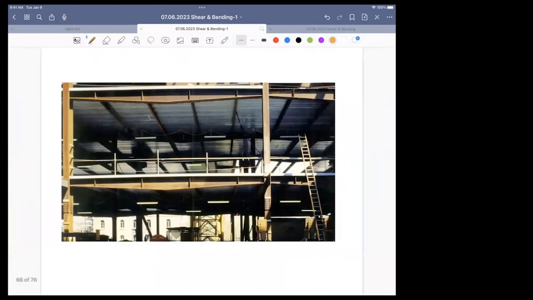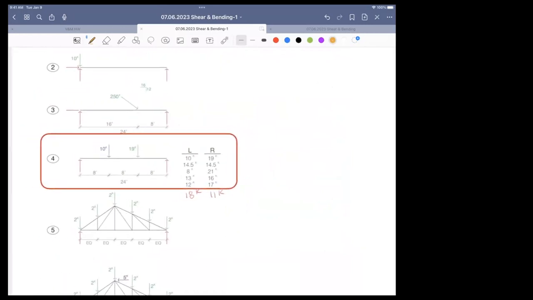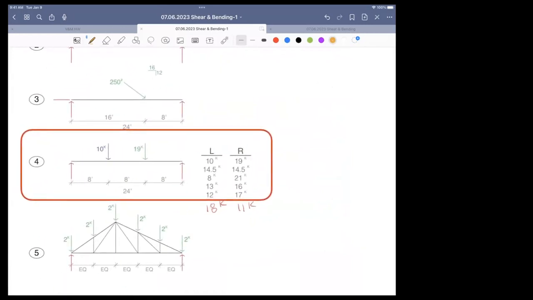Very good. So there's the full picture. Okay, I hope I can have a little bit more time. I want to do this one reaction question, and then I want to move into drawing shear and moment diagrams, and then answer the question I posed.